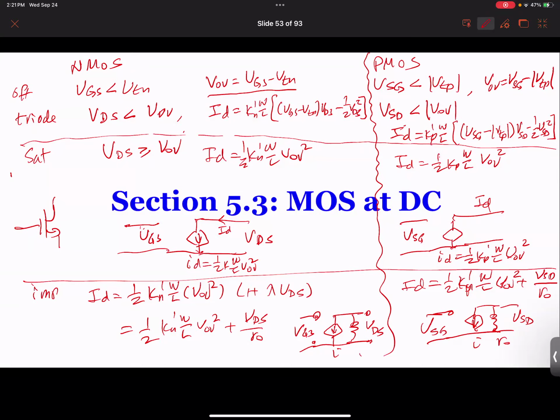You need to become proficient in recalling equations, determining which region, getting the solution and so on. But the idea is that we're going to continue on. As I said, next lecture, we're going to do multiple examples so that you guys get really familiar. We're also going to do DC biasing in a number of different configurations.